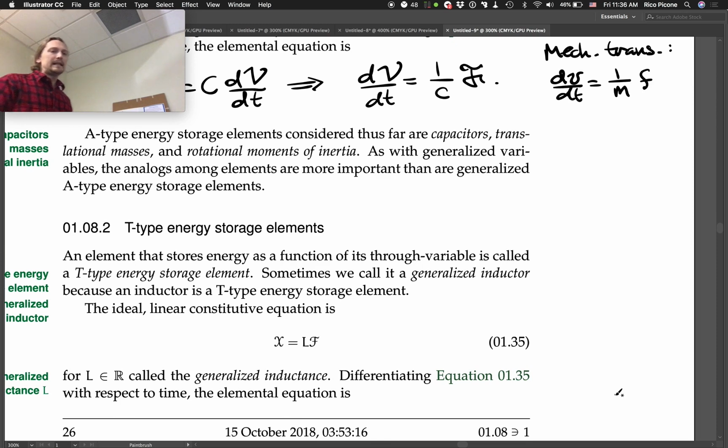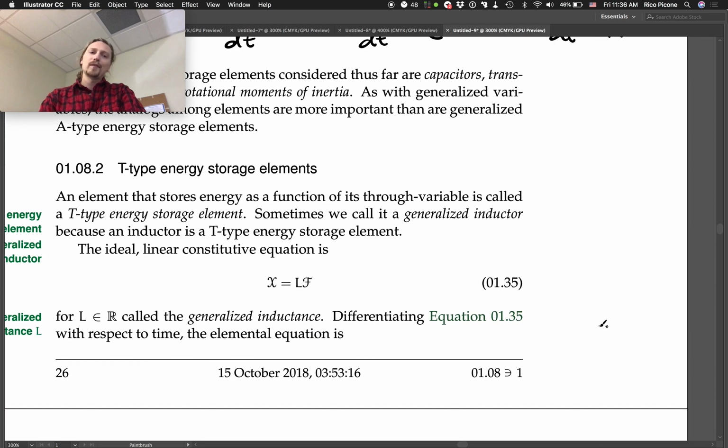Okay. T-type energy storage elements. An element that stores energy as a function of its through variable is called a T-type energy storage element. Sometimes we call it a generalized inductor because an inductor is a T-type energy storage element. The ideal linear constitutive equation is that the integrated across variable x is proportional to the through variable f with constant of proportionality L, called the generalized inductance.